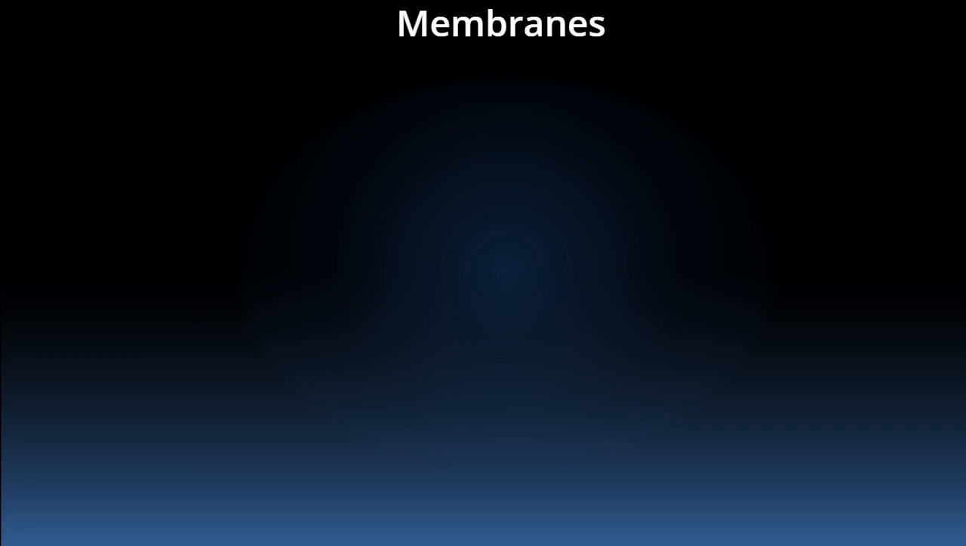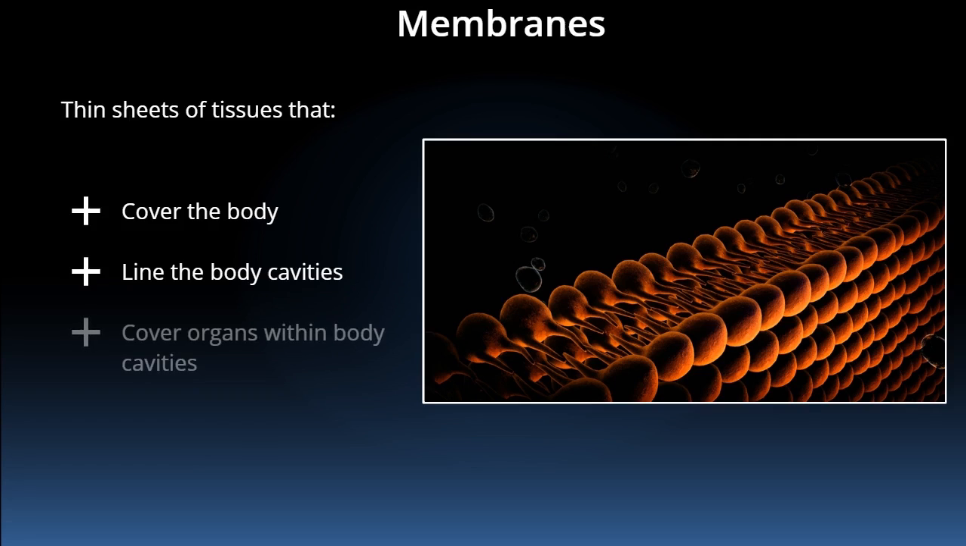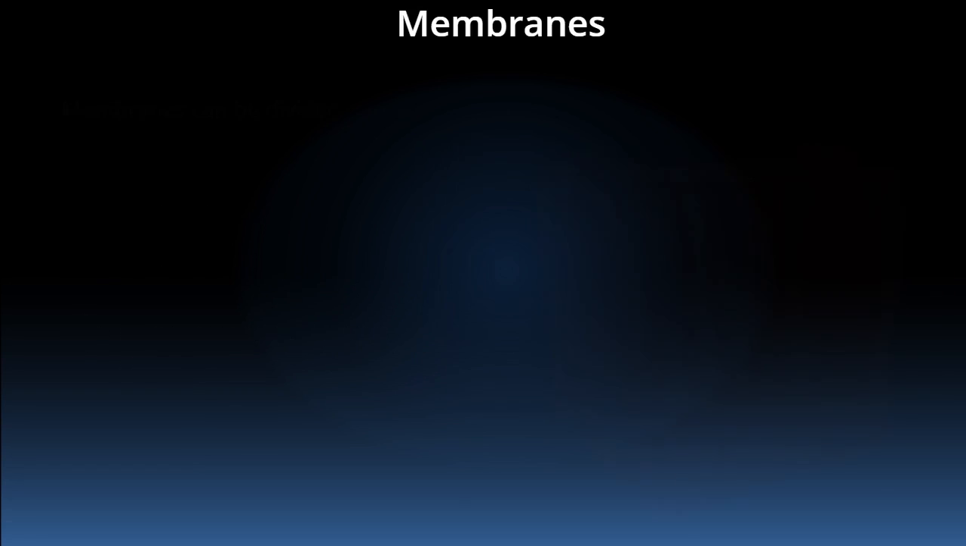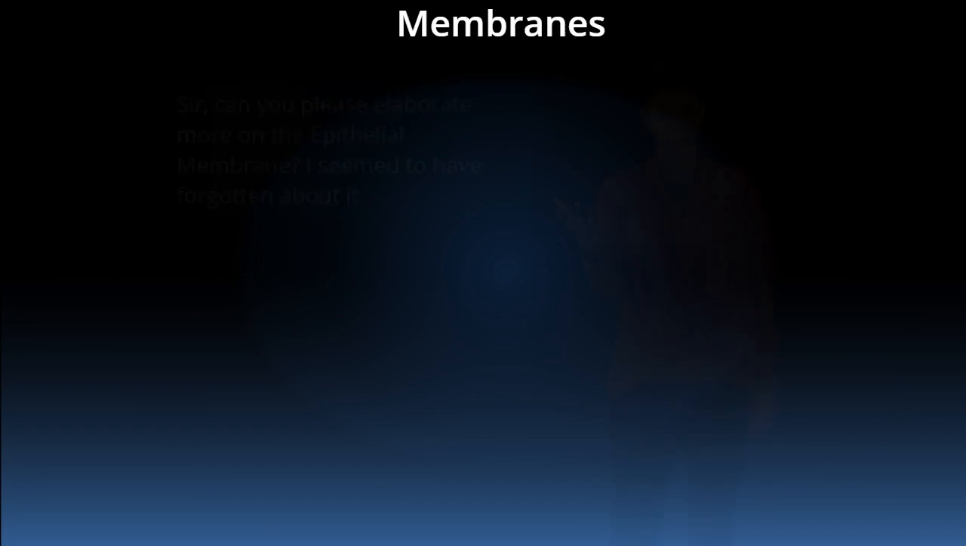In this part of the module, we shall discuss membranes. They are thin sheets of tissues that cover the body, line body cavities, and cover organs within these hollow cavities. We can divide these membranes into two broad categories: the epithelial membrane and the connective tissue membrane.